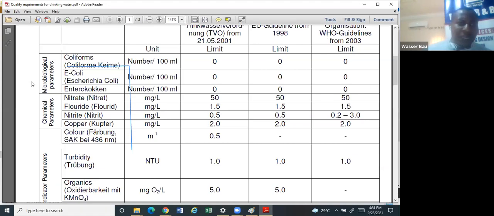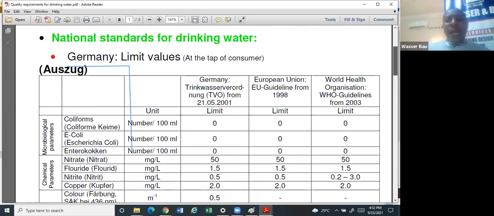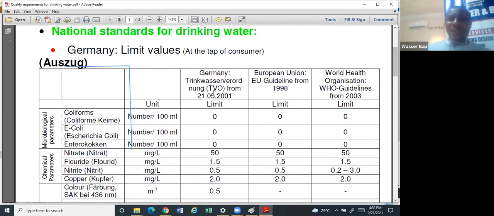For instance, we have the microbial, the biological parameters, we have the chemical parameters, and then we have the physical parameters. All of them have limiting factors, and those limiting factors are the German standard, the European standard, and the World Health Organization standard. So these standards will guide you. For instance, let me just draw one attention to us.